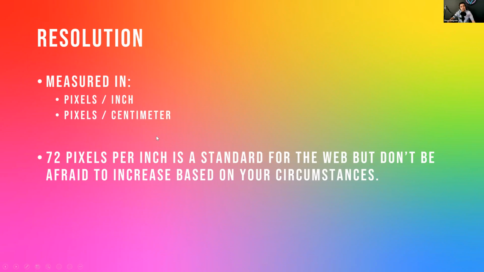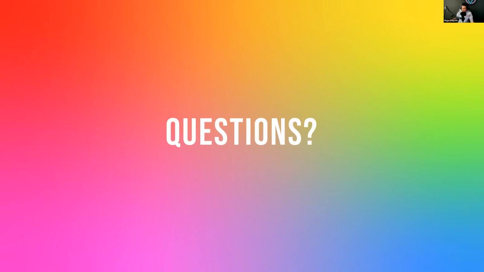All right, so resolution. Resolution is measured in pixels per inch or pixels per centimeter most of the time. 72 pixels per inch is the standard for the web, but don't be afraid to increase it based on your circumstances. If I'm going for a really high quality print, or I'm working with something that I really want to have smooth lines and look really crisp and clean, I'll go well above 72 pixels per inch. 300 is pretty much where I work most of the time, actually. All right, so width, height, and resolution, and the respective increments that they work in.